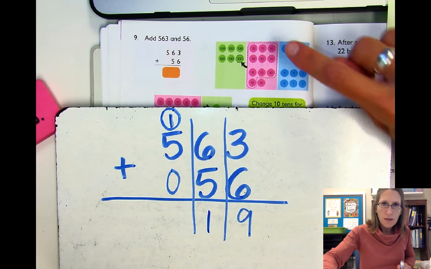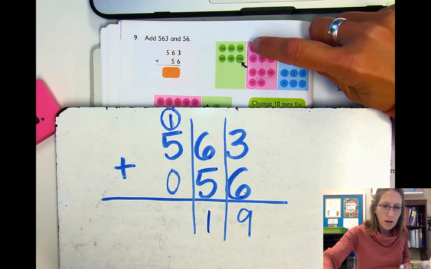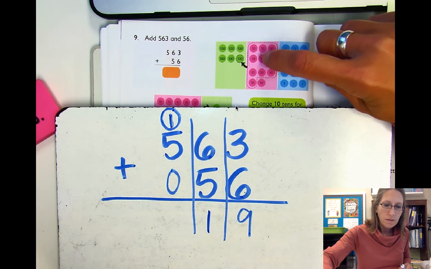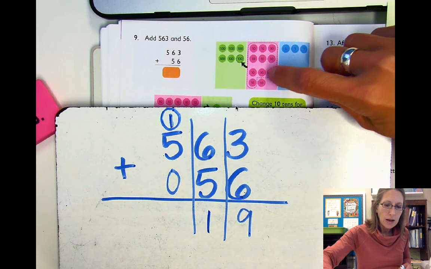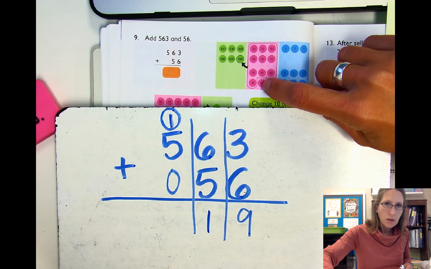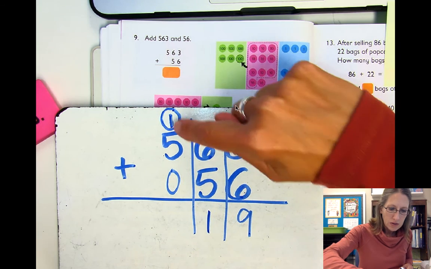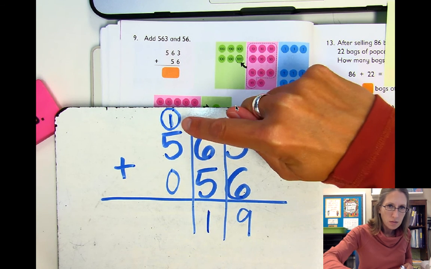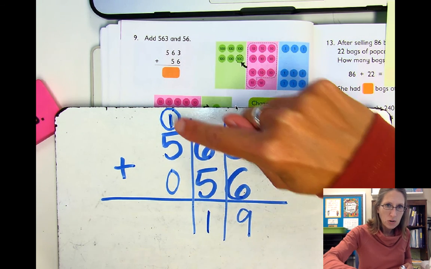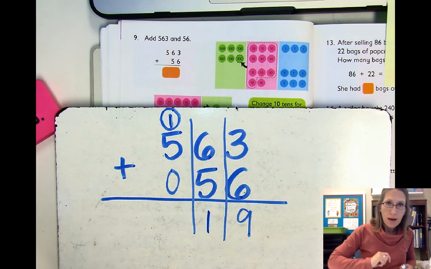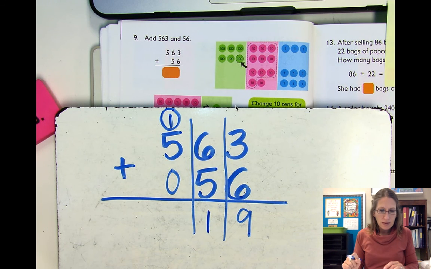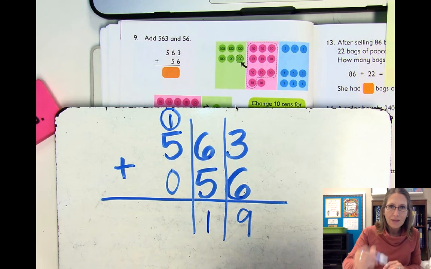And again, we can see that if we counted these up, 10, 20, 30, 40, 50, 60, 70, 80, 90, 100, and then that would be 110. Is this 110? Well, there's 100 and 10. Yeah. So that's how we do that. That's how we rename when we have too many in the tens place.